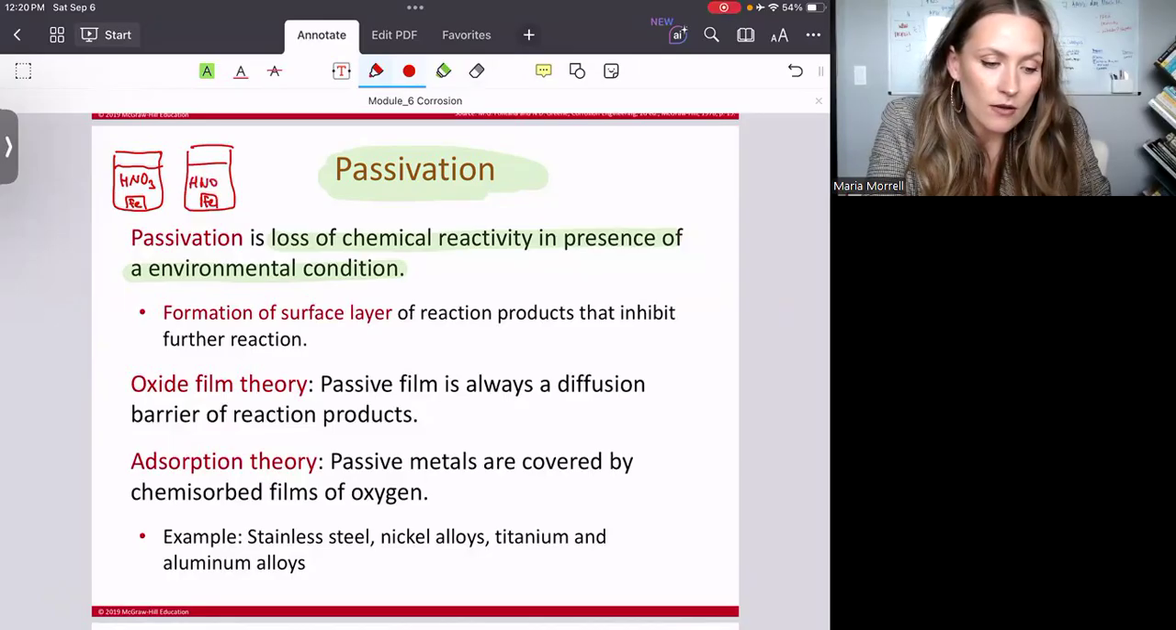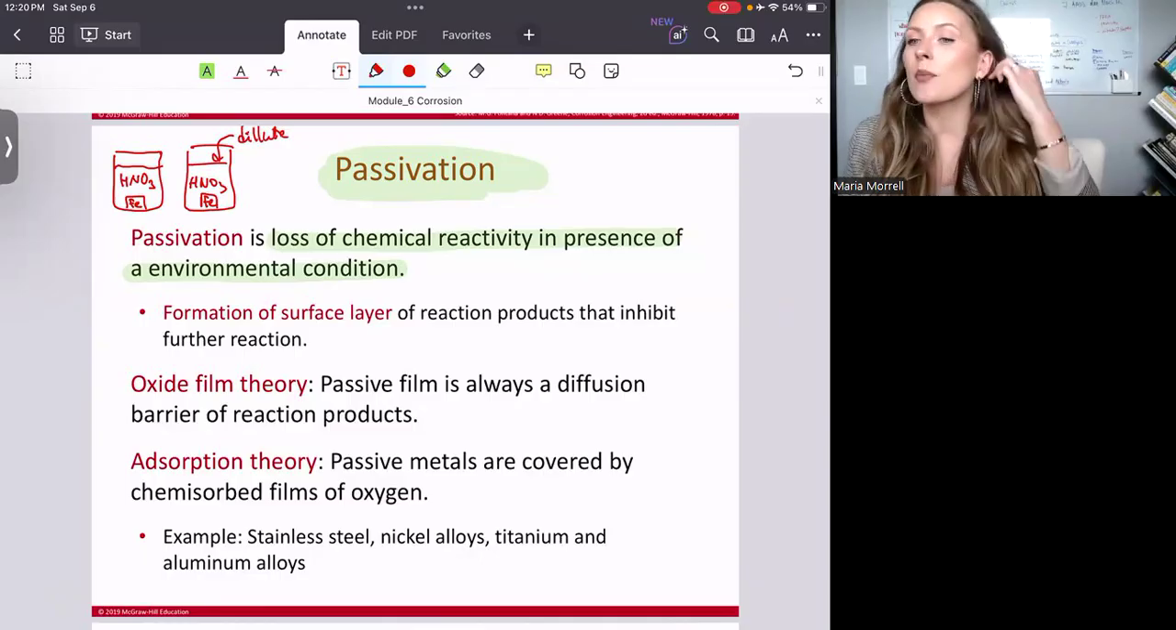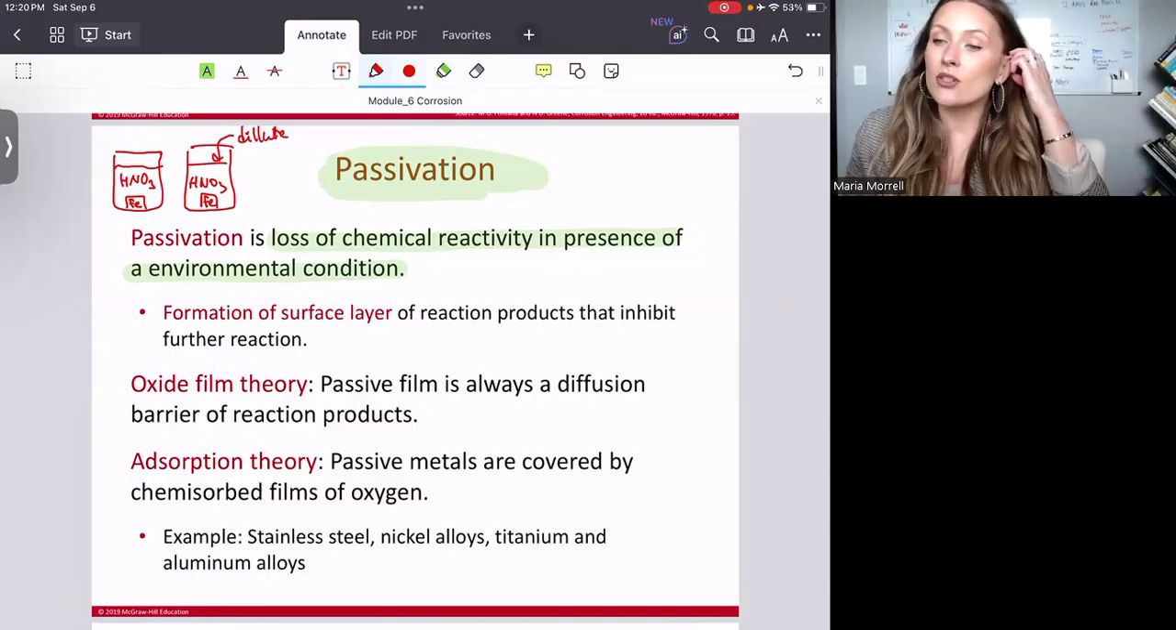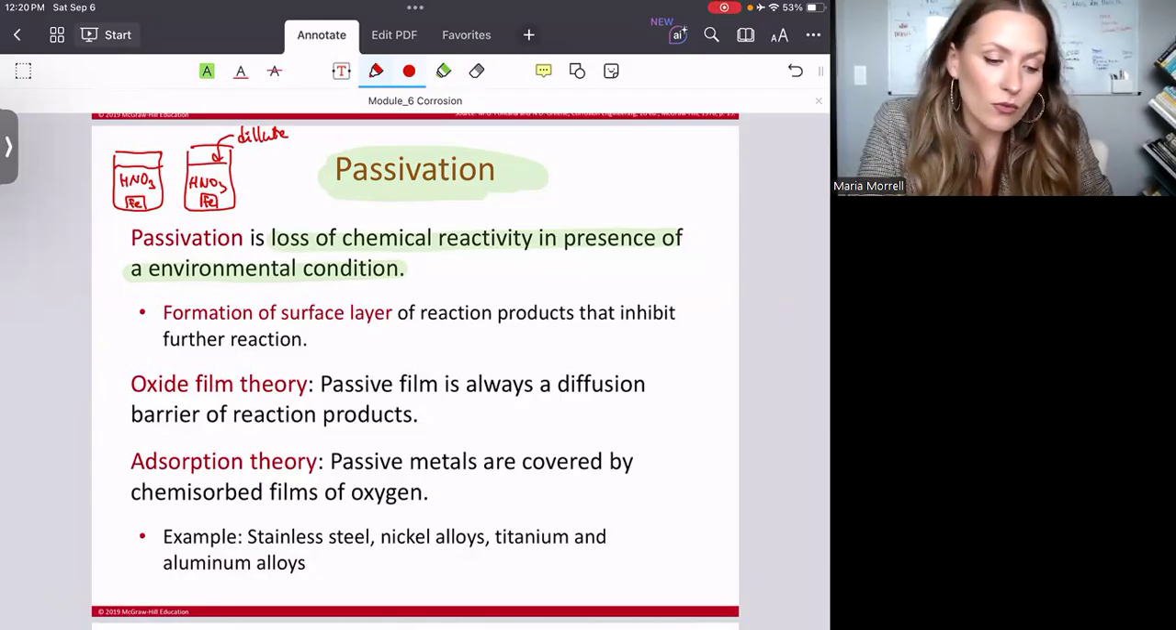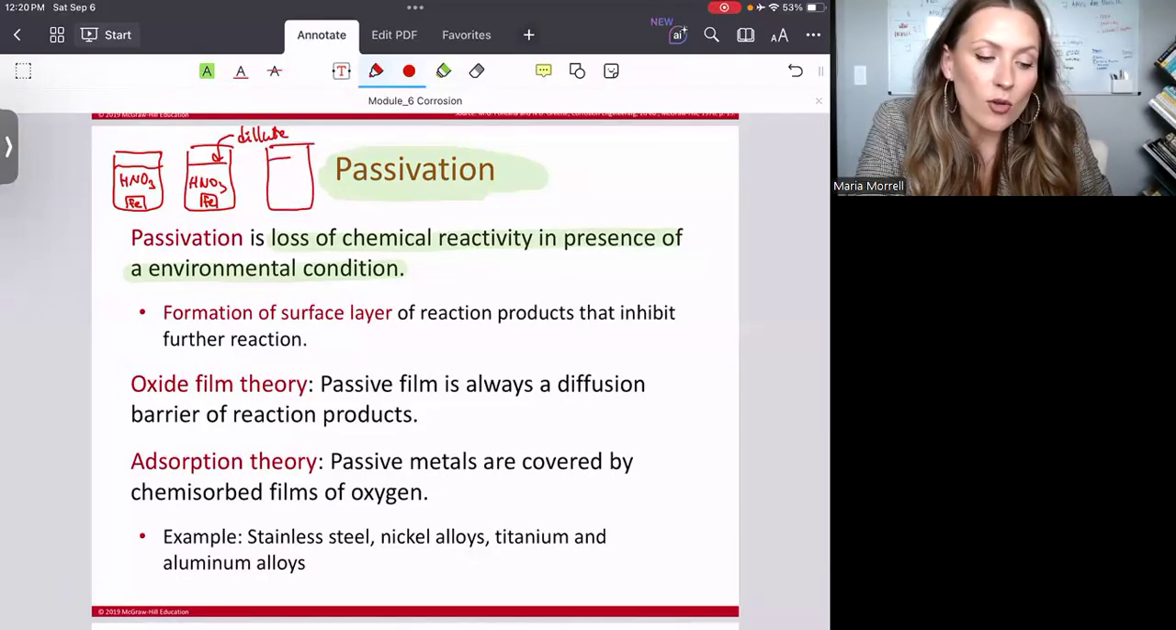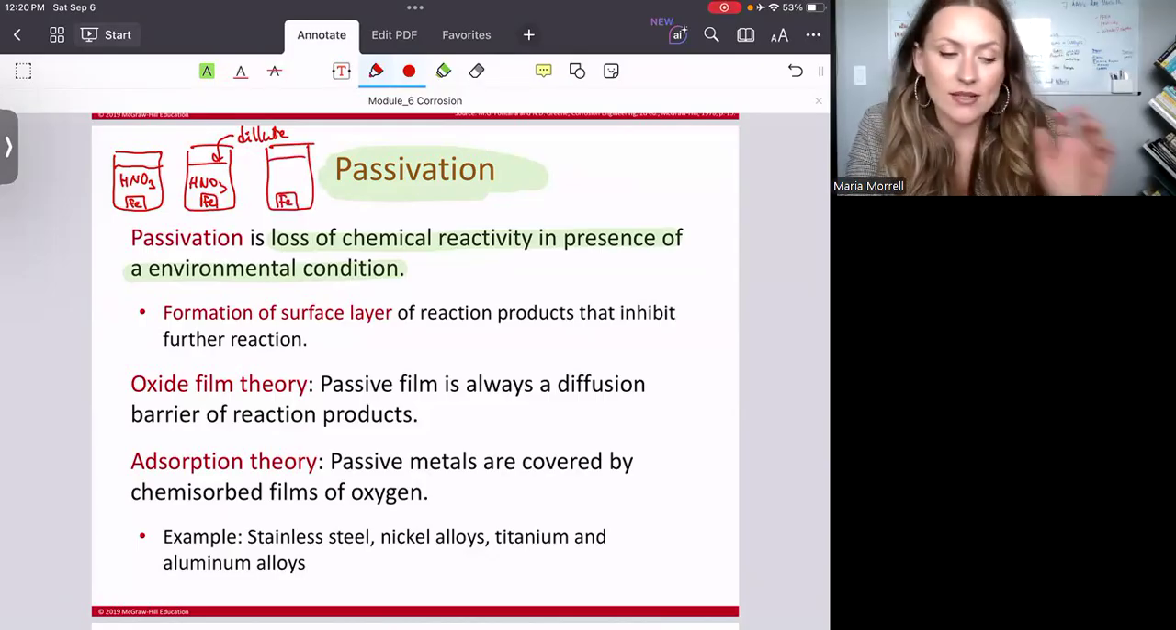So what Faraday did when he saw it, he decided to dilute the solution, right? To see what was going to happen then. He tried to dilute it, and nothing happened even after that. So he decided then, it almost felt like the metal is protected by something.